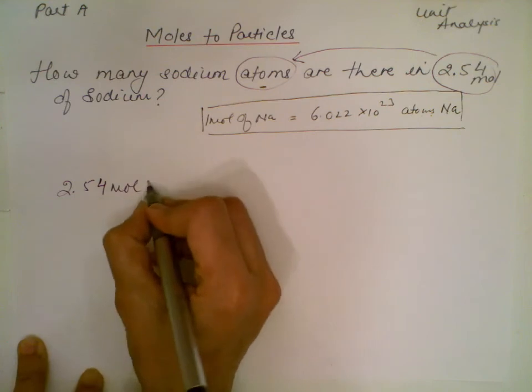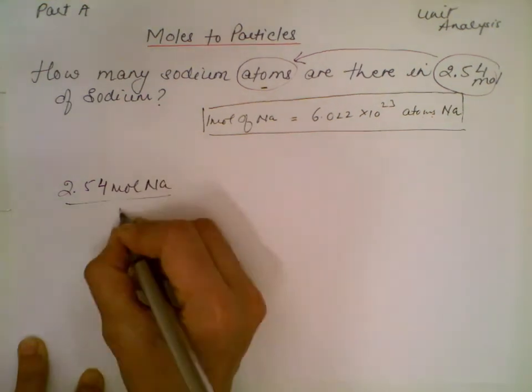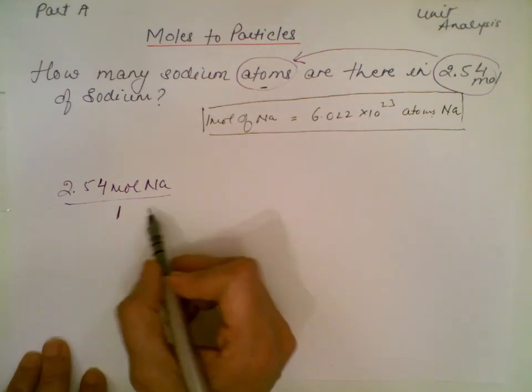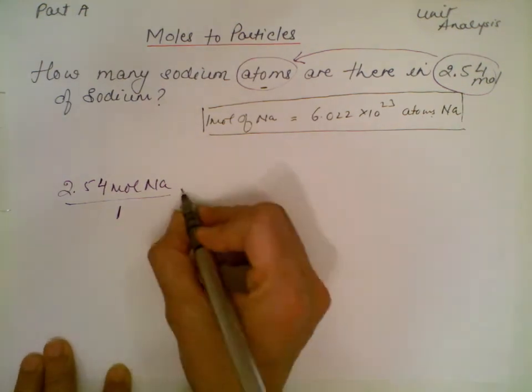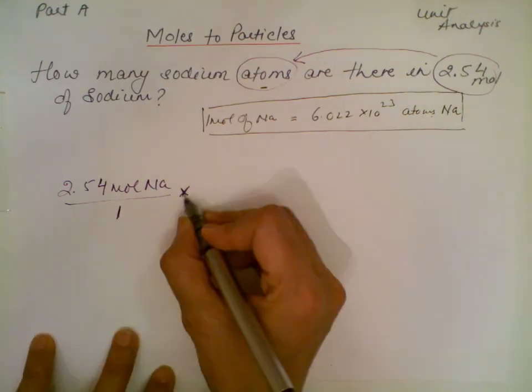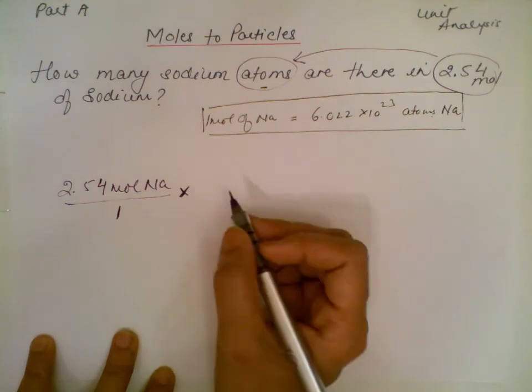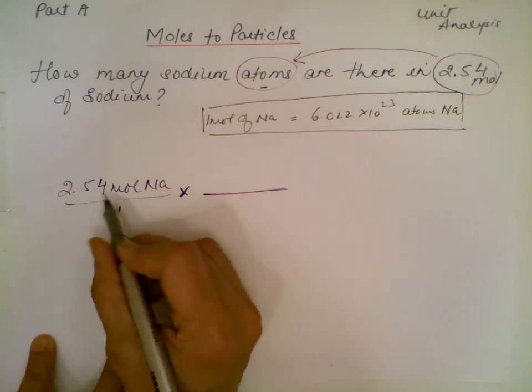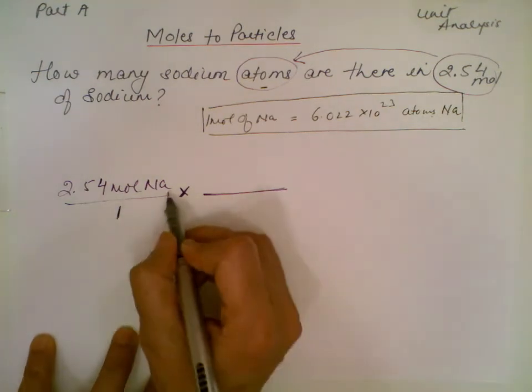moles of sodium, and you do it over 1. This 1 will not change anything because it has no unit, but by placing 1 in the denominator, you can tell clearly that you are working with fractions. All right, no confusion at all. So here, let's set up the problem. Fraction: 2.54 moles of sodium.